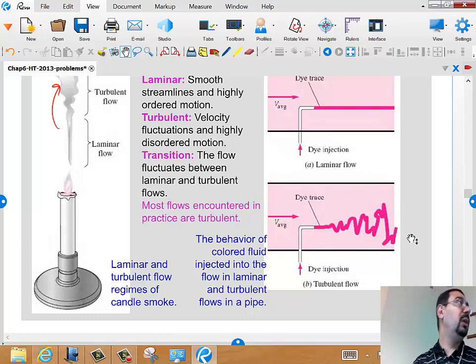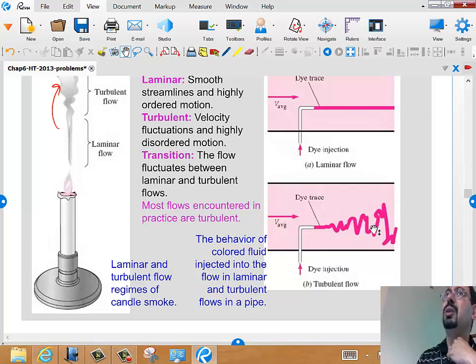So when the velocity gets higher, that triggers this chaotic motion. It's not just one layer sliding over the next one, but the whole thing is moving up and down. So basically turbulent flow means very rapid mixing. All right? You can also see this if you are a smoker, don't smoke, but if you are, you'll see the smoke moving very slowly, and then after a while it becomes totally chaotic.